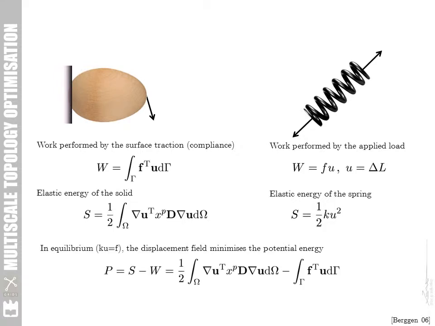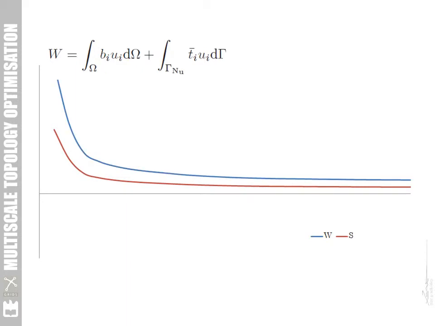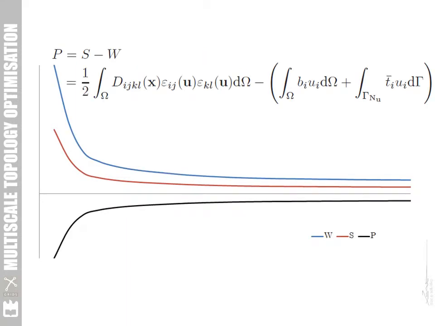A common strategy to analyze these functions, these energies, is through a principle where in equilibrium the displacement field is the one that minimizes the potential energy. In this sense, we can tackle the problem through, for instance, the minimization of the strain energy in the body, or minimizing the compliance, or connecting both of them, maximizing the potential energy in equilibrium.